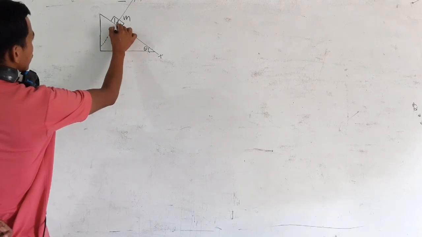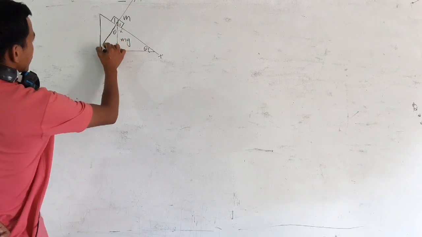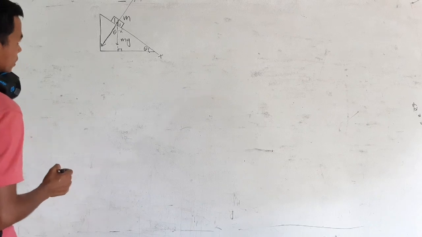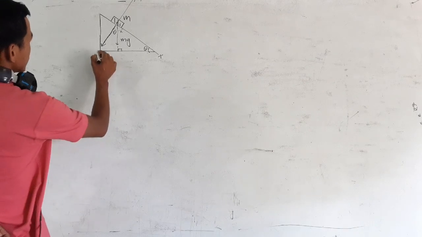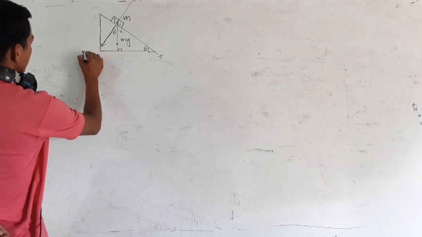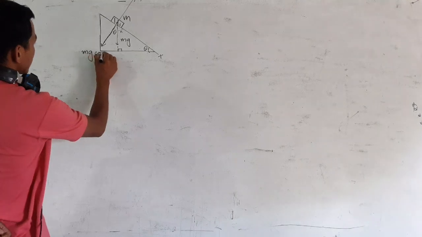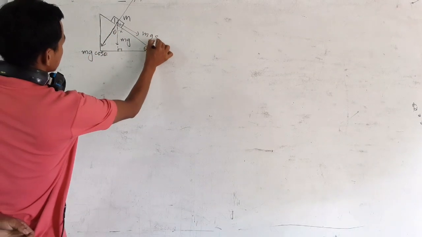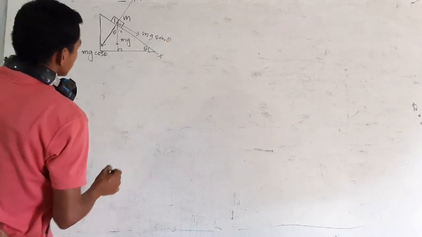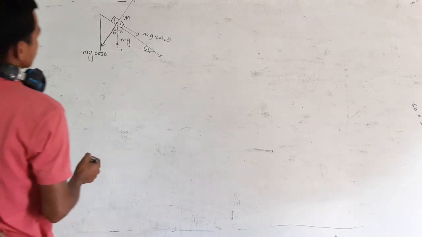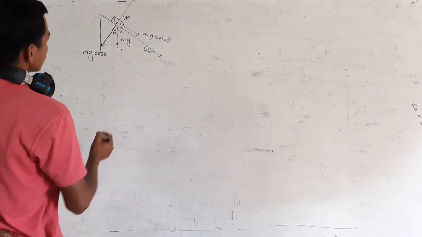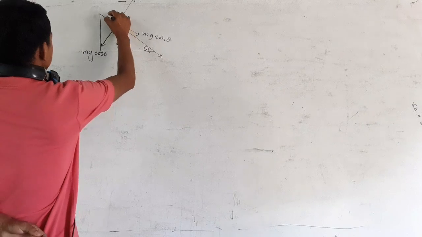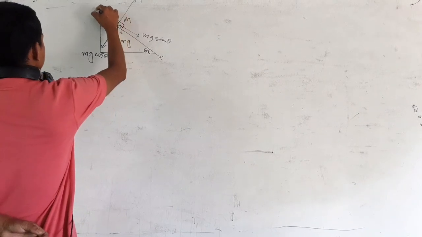The component of this weight force along the negative y direction is mg cos theta, and along the x direction is mg sin theta. But due to friction, the motion of the block is opposed. So the frictional force is opposing the motion. Therefore, the frictional force is acting in this direction.